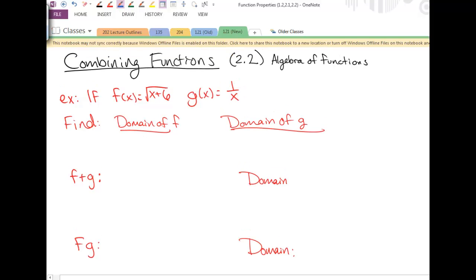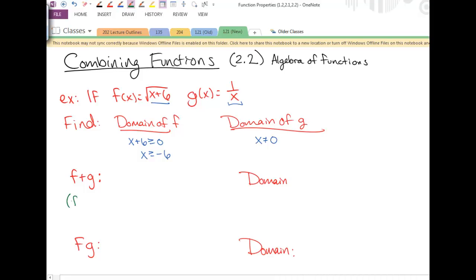So just to start out, the domain of f, we've got an x plus 6 inside the square root, which means that x plus 6 has to be greater than or equal to 0, or in other words, x has to be greater than or equal to negative 6. For g, the domain is we just can't have 0 in the denominator, which in this case means x cannot be 0. Alright, so our first function here is f plus g.